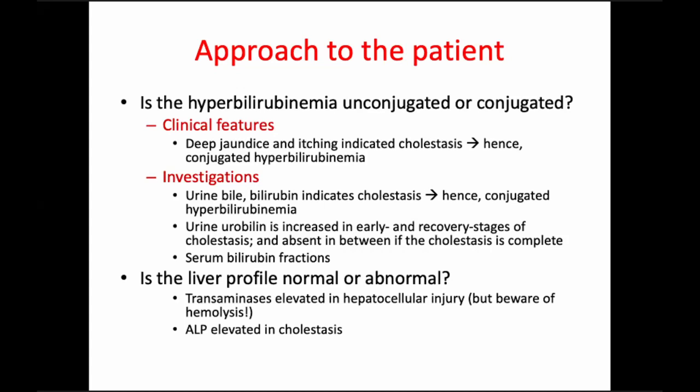The next thing that you can do is check whether the liver profile is normal or abnormal. If the transaminases are elevated, that indicates hepatocellular injury. Therefore, it's probably due to a hepatitis or liver injury condition. So therefore, it's probably either hepatic or biliary. So therefore, it is conjugated. And if the alkaline phosphatase is elevated, it indicates cholestasis. But of course, you must keep in mind, like I said yesterday, that there are other reasons for the elevation of transaminases and alkaline phosphatase.